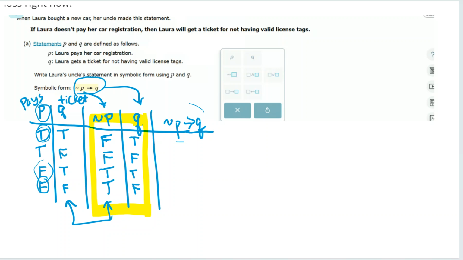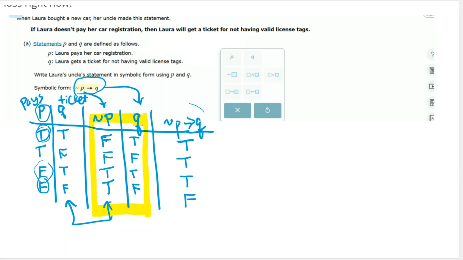And now for not P implies Q, or if not P then Q, now I'm going to look. A false and a true says she paid and she got a ticket. That's true. A false and a false we still put as a true. A true and a true we put as a true. And a true and a false is the only time that we put as a false. Okay, I hope that helps.